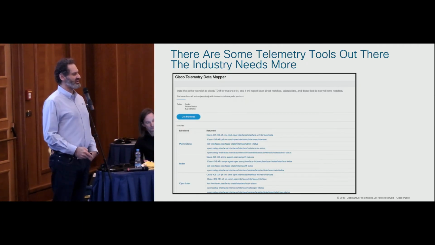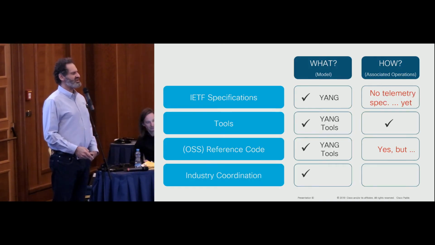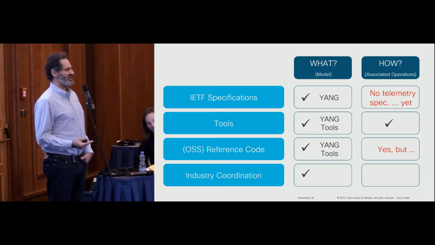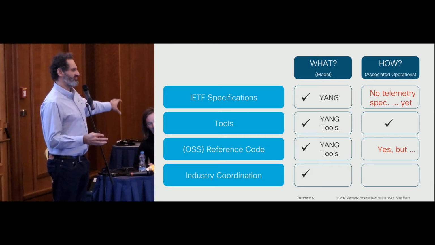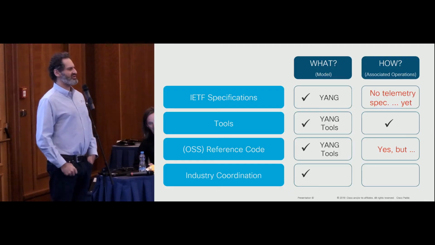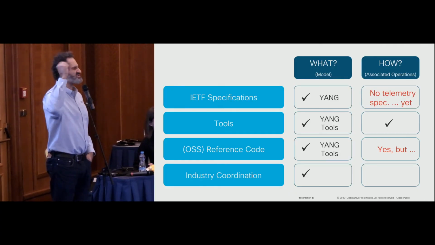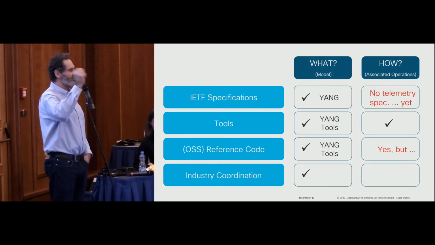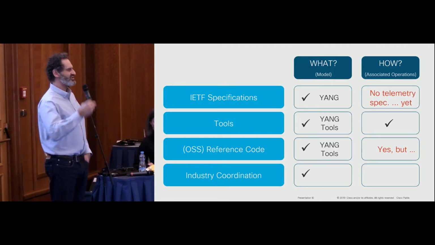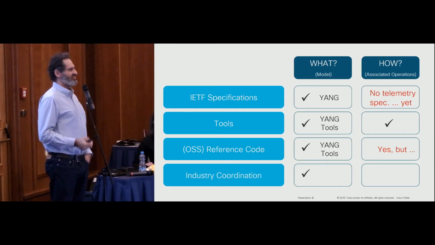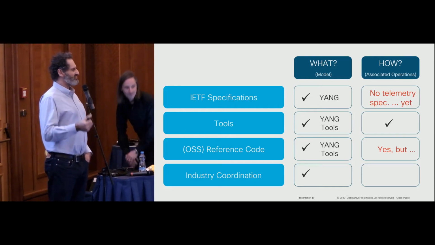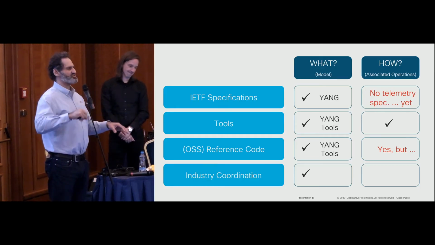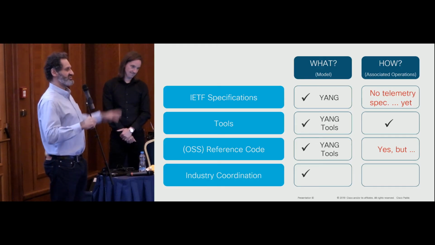Now, if I try to summarize where we are in terms of network telemetry, at least one part of it, because Frank will be covering another part. On the what, on the models, we are there. We have the specification of YANG, of NETCONF, RESTCONF, etc. The tools, we are there, right? We've got reference code. The industry coordination, you've seen that with the catalog, where we try to coordinate what's happening in open source, in SDOs, even for vendors, etc.